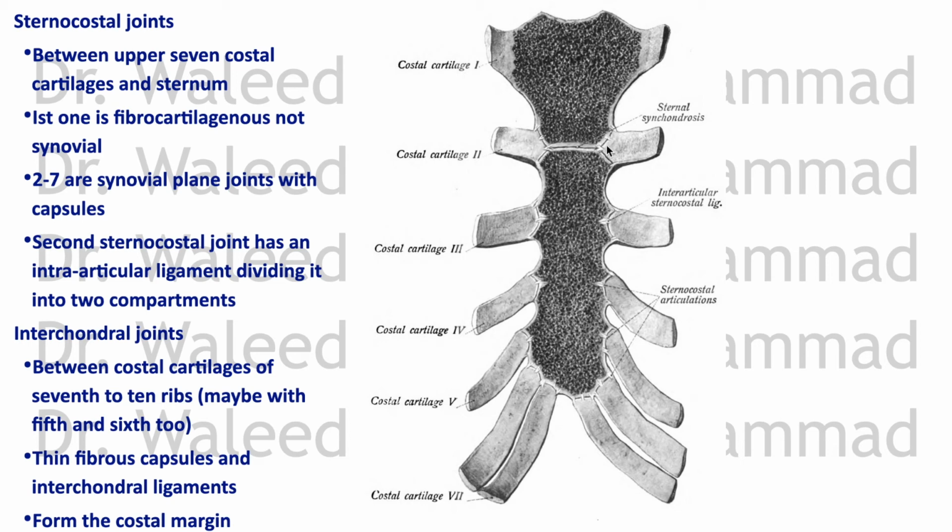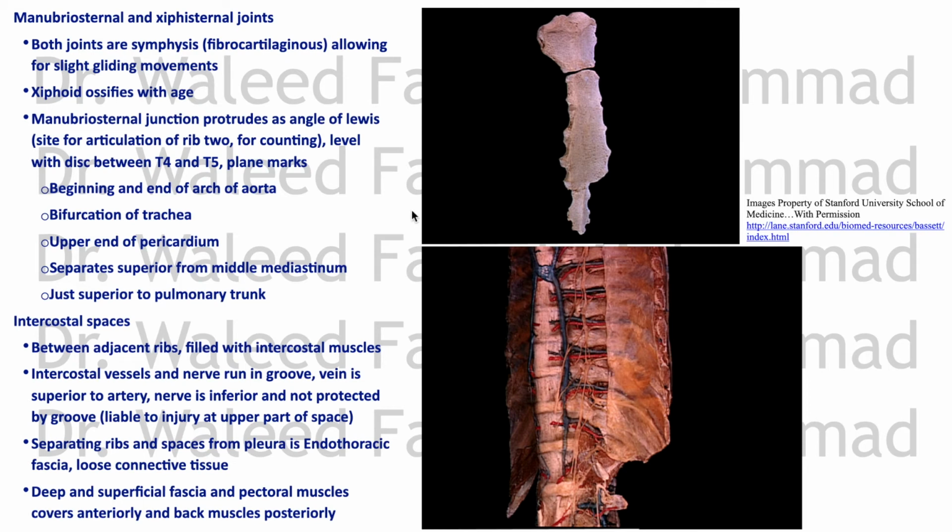And we talked about the site of the second and the site of the seventh. Okay, the joint between the body and the manubrium, I told you, is a fibrocartilaginous symphysis, and we talked about the angle of Louis.